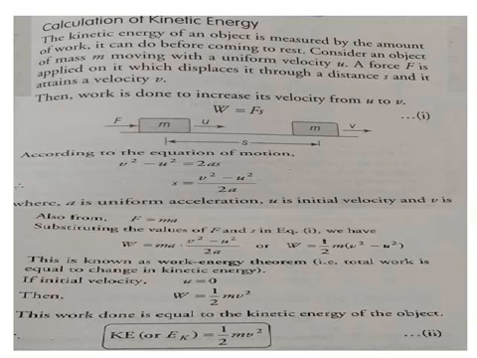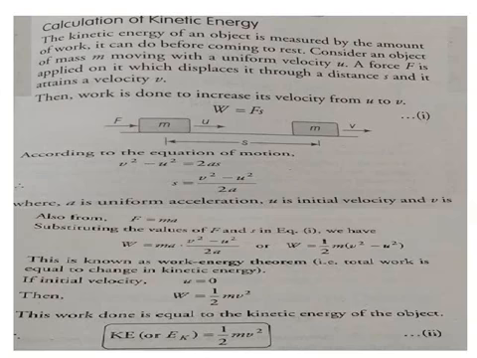So this is known as the work energy theorem. Work is converted into energy. That's why it is called the work energy theorem. That is, the total work is equal to the change in the kinetic energy. If the initial velocity u is zero, then W becomes half mv square, which is the equation for the kinetic energy.